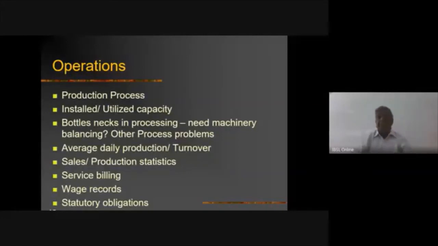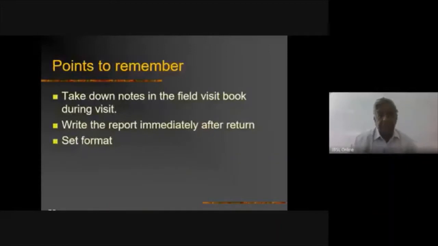Based on this inspection, based on gathering these values, how is the future prospect for this company, for this production unit or manufacturing unit? You have to judge. Then, so this is your inspection. You have to do all these things.